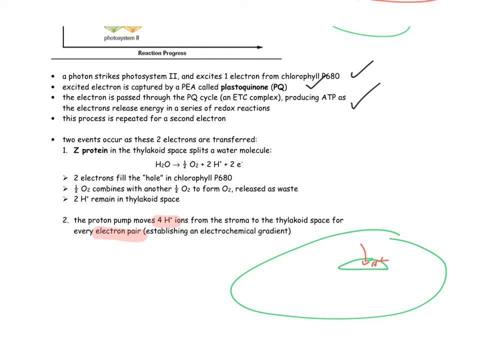I want to juxtapose this with cellular respiration, okay? Because in cellular respiration, we would have been talking about the mitochondrion, and instead we would have had hydrogens pumped into the intermembrane space, and that would result in H+ buildup in our intermembrane space. But what we see in the chloroplast is the opposite direction, where our hydrogens instead are being pumped into the thylakoid space.